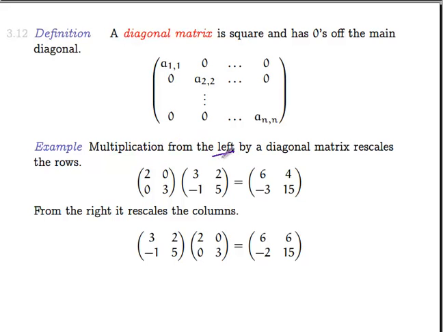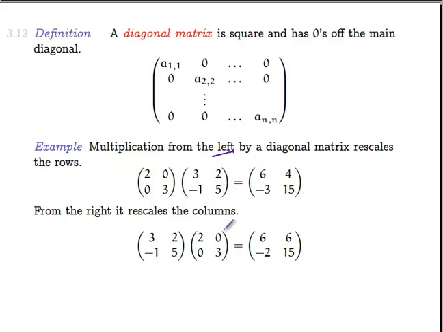Multiplication from the left by a diagonal matrix rescales the rows. Okay. Why is that? Because here I know that the first row of the result is the first row of the matrix on the left times this matrix. If I multiply this row by 2, I'm going to multiply the first row here by 2. Okay. Similarly with the second. You can just work out the details of this multiplication and you'll see. If I multiply this row times this matrix here, it's going to pick out 3 times the second row here.